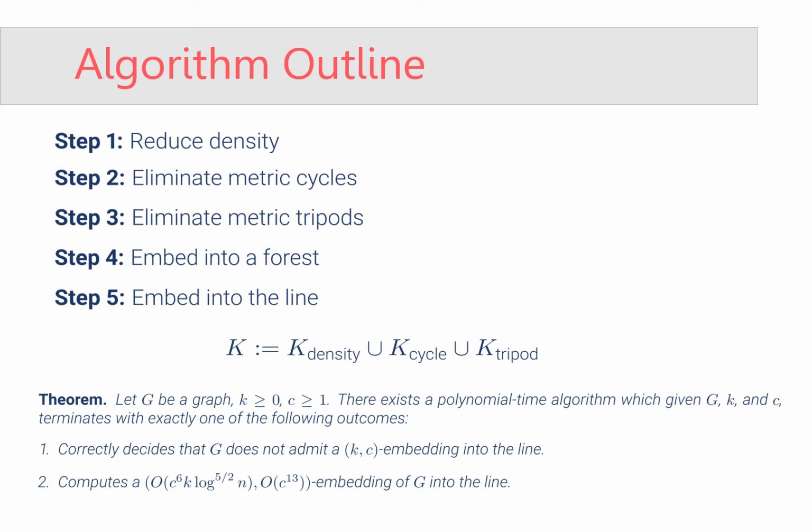G does not admit a KC embedding into the line, meaning we cannot find a set of vertices of cardinality K in our graph, such that the removal of these points induces a subgraph which admits a C embedding into the line, or it outputs some other set, which upon removal gives us an embedding of G into the line. It outputs both this set and the embedding.